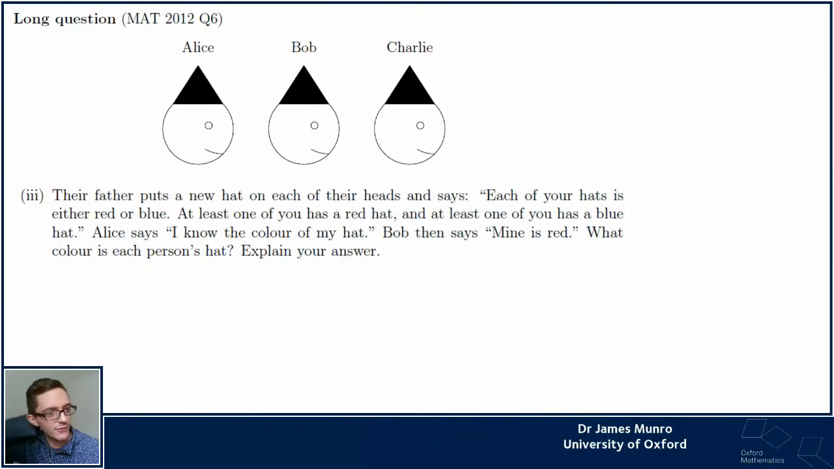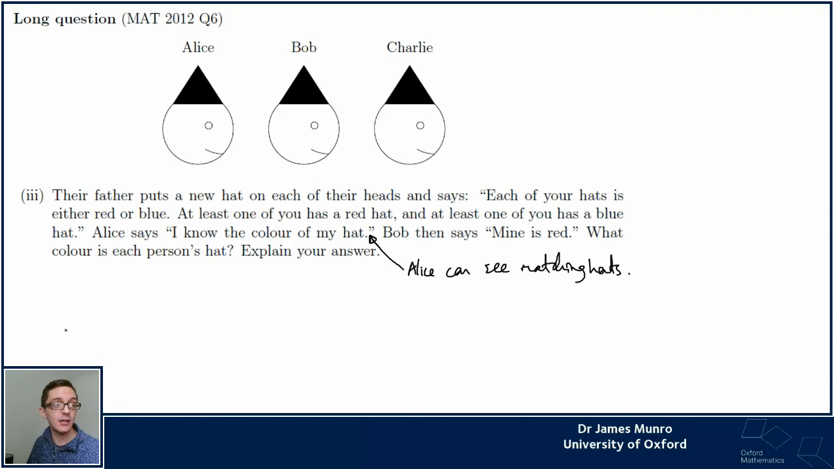So I think the key to this problem is going to be, how has Alice worked out what Alice's hat colour was? I think the only way this happens is if Alice can see matching hats. There's sort of four possibilities for what Alice could see in general: Alice could see red-red, or red-blue, or blue-red, or blue-blue. Those are the four possibilities.